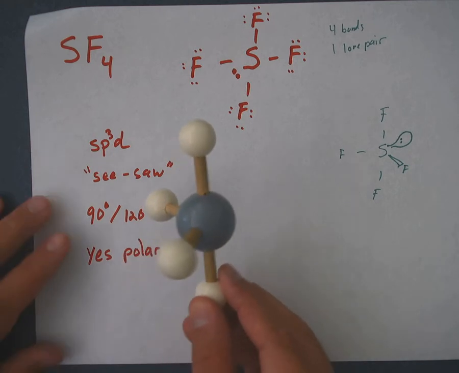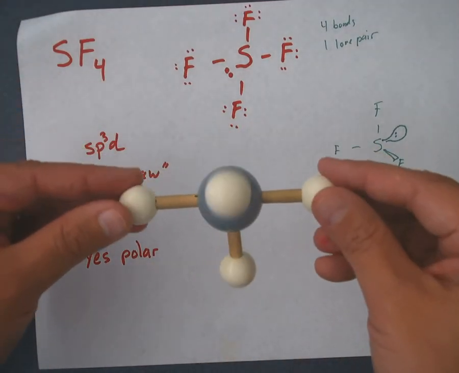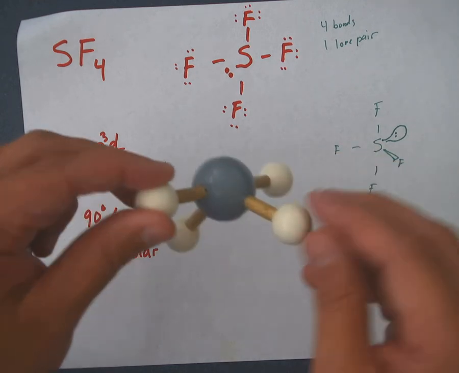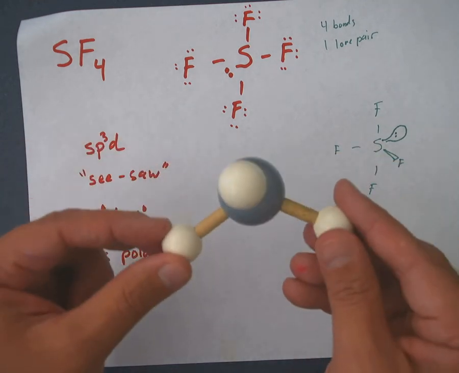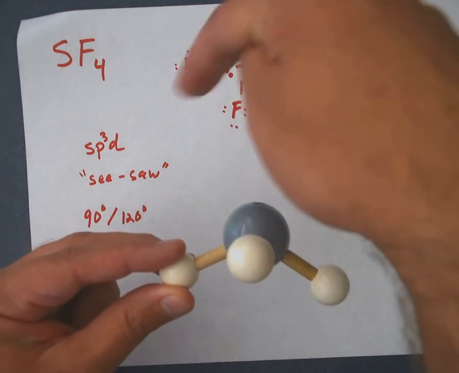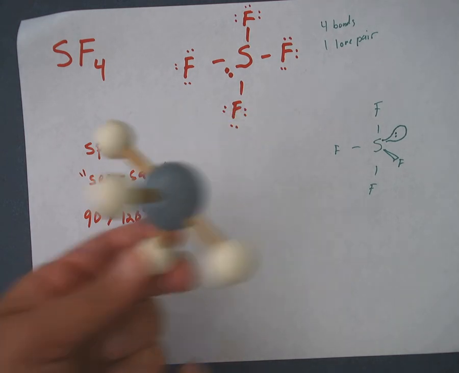If you could imagine this here, the two fluorines I'm holding are opposite and would cancel each other, but these two are bent, so they don't cancel each other. I'd probably have a little bit of a charged pole over here and a charged pole over here, okay?